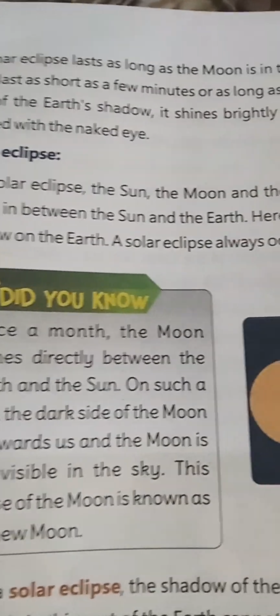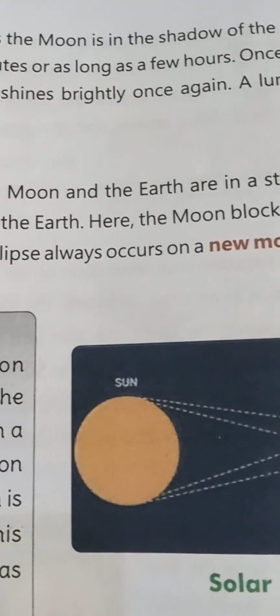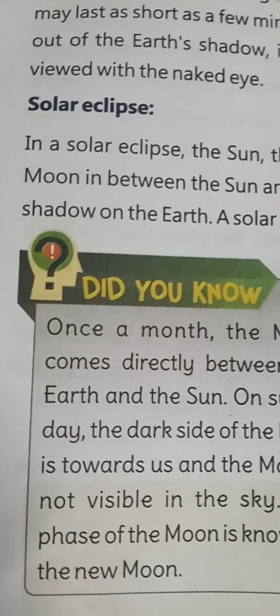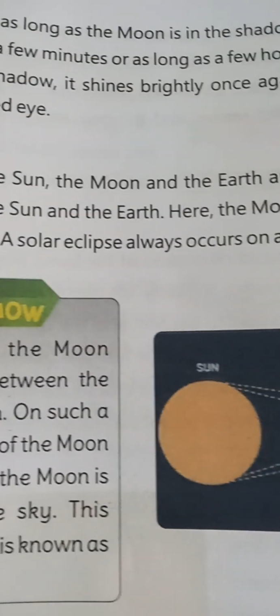Solar eclipse. In a solar eclipse, the sun, the moon, and the earth are in a straight line with the moon in between the sun and the earth. Here, the moon blocks the sunlight and casts a shadow on the earth. A solar eclipse always occurs on a new moon day.